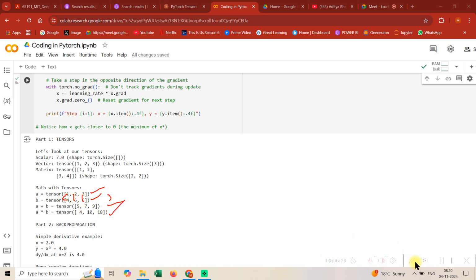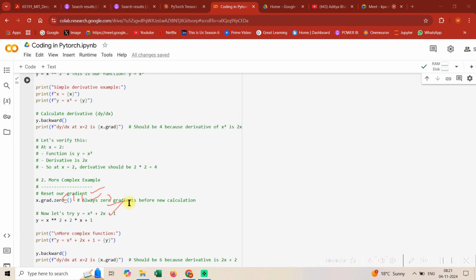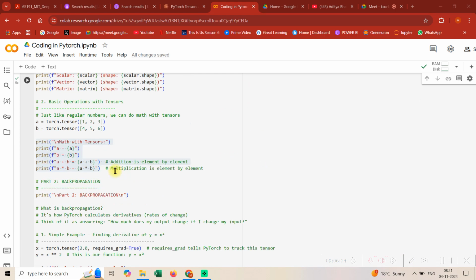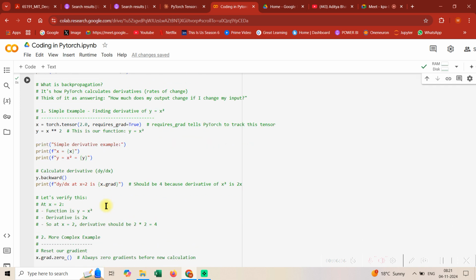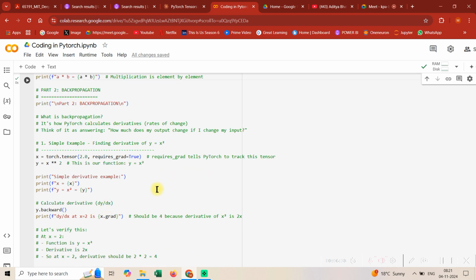So okay, this is just the underlying block of PyTorch, that's the tensor. You can just try to look at these basic tensors and basic mathematical operations. Then guys comes backpropagation.